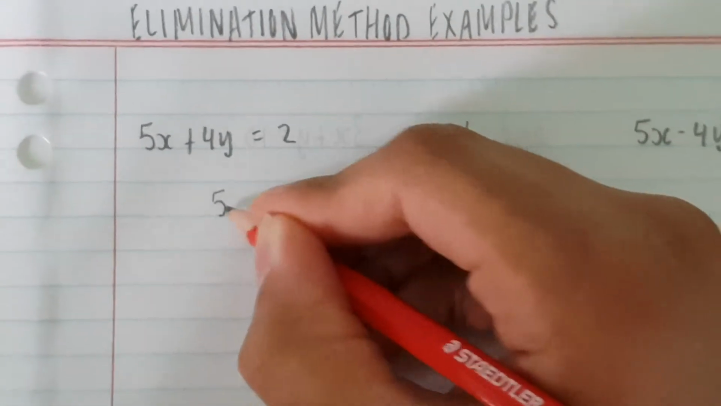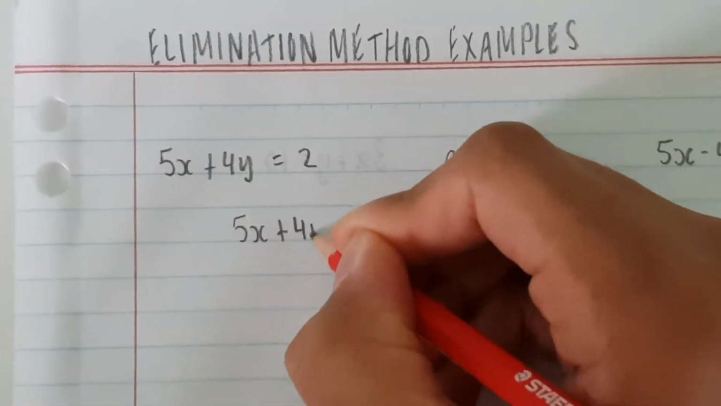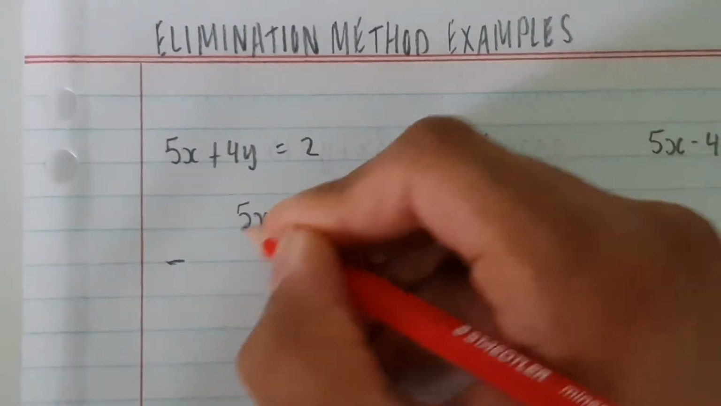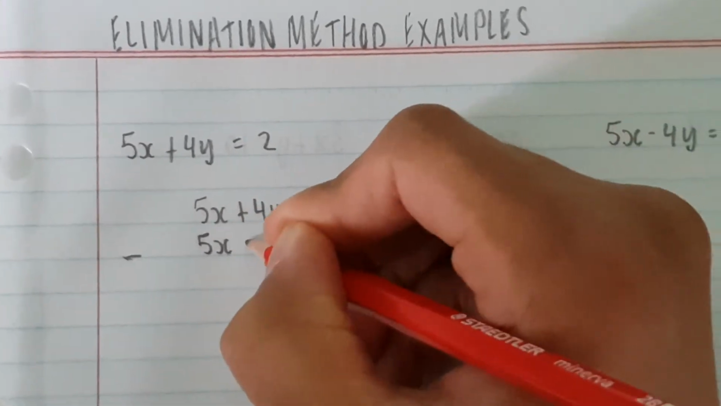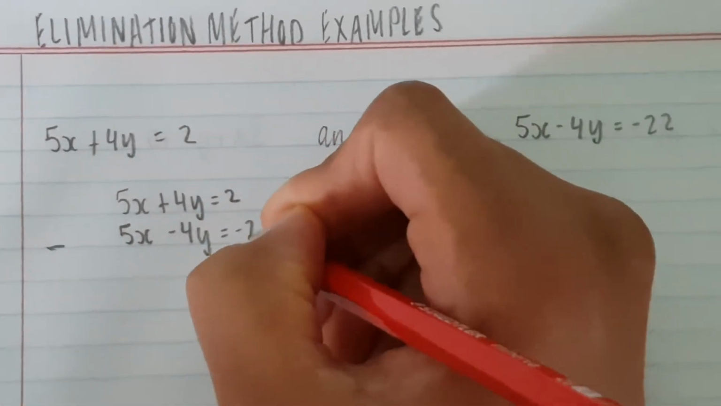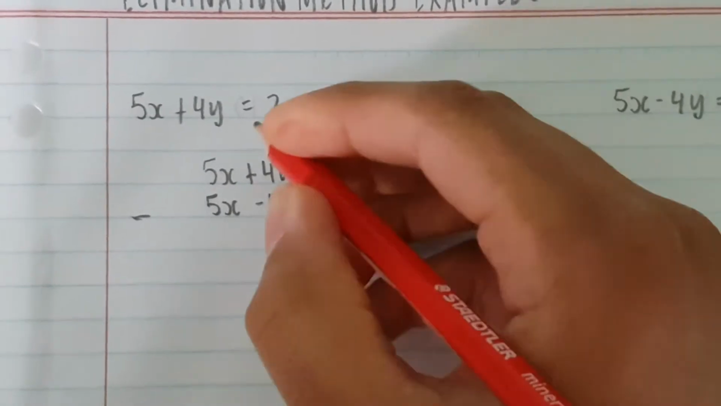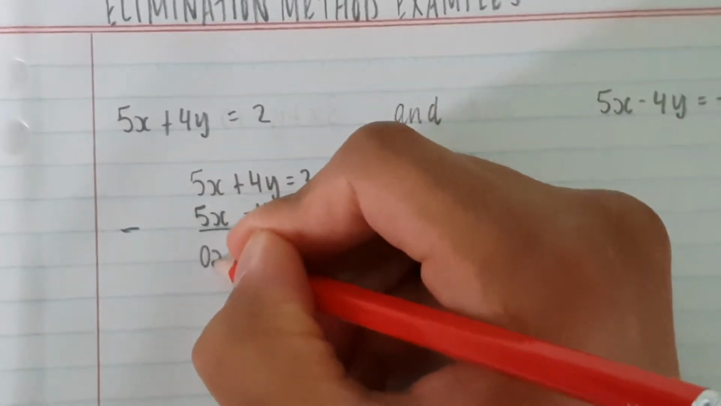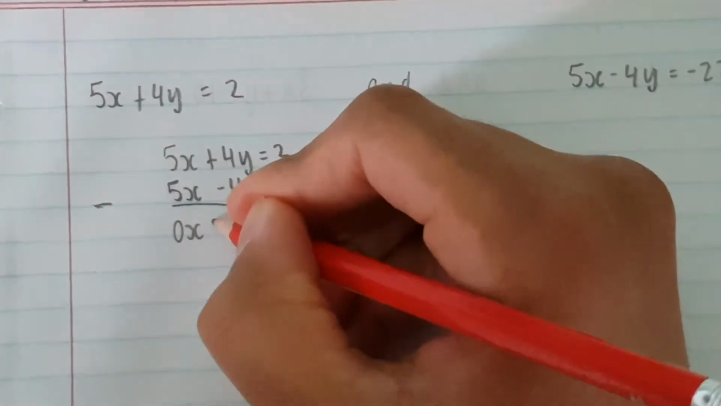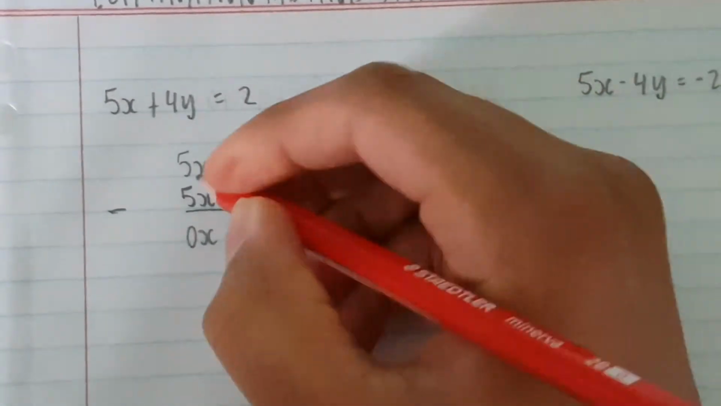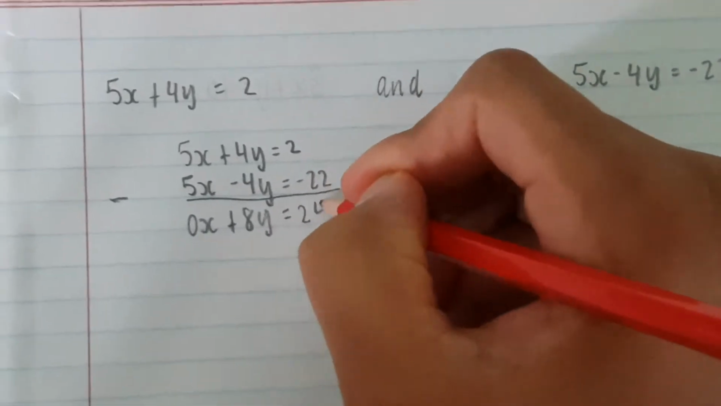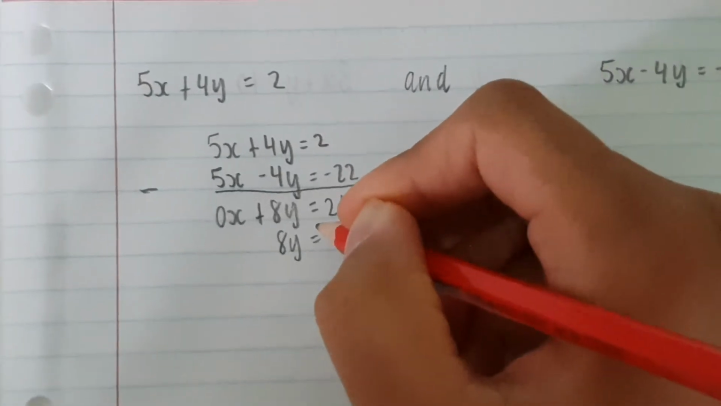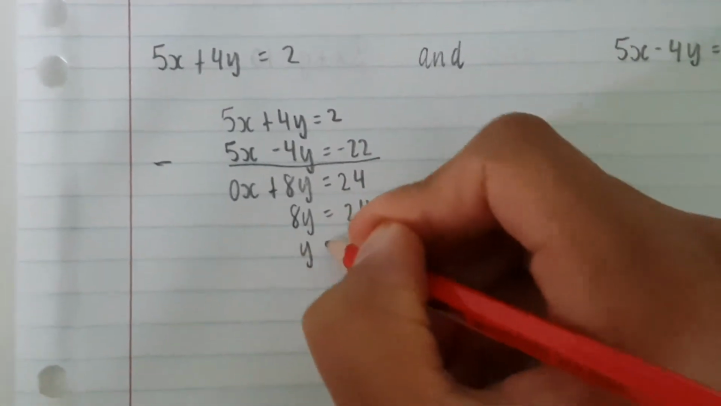So 5x plus 4y equal to 2, subtraction sign, 5x minus 4y equal to negative 22. Now we can treat this as a normal subtraction sum. 5x minus 5x is equal to 0x. Positive 4y minus negative 4y is equal to positive 8y. 2 minus negative 22 is equal to 24. So we can simplify that down to 8y equal to 24. And divide both sides by 8, and y is equal to 3.